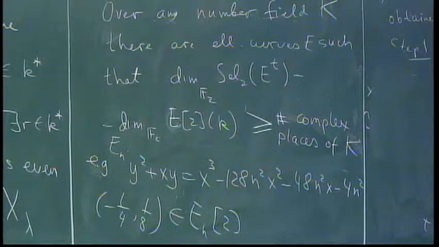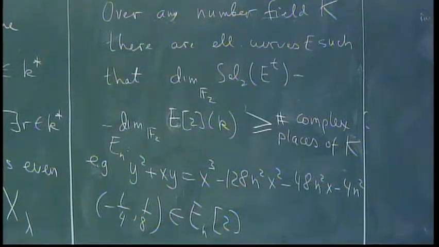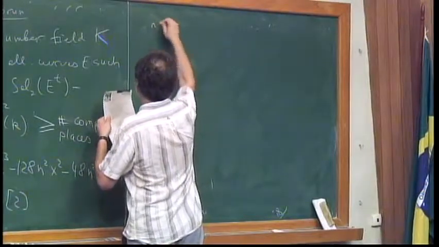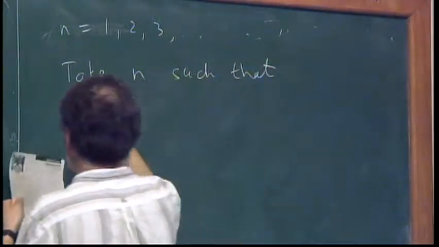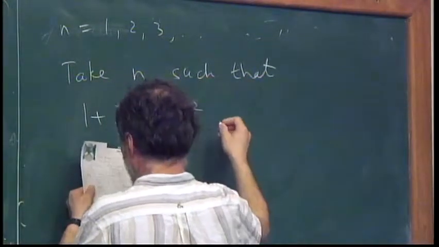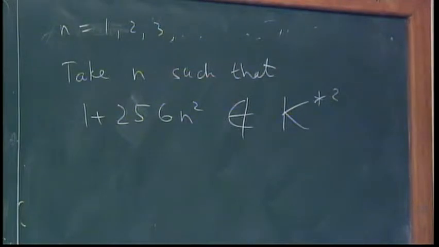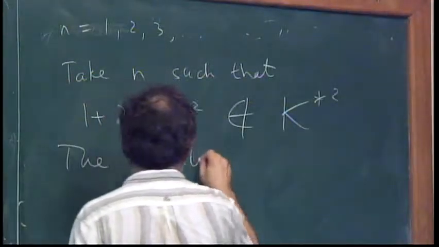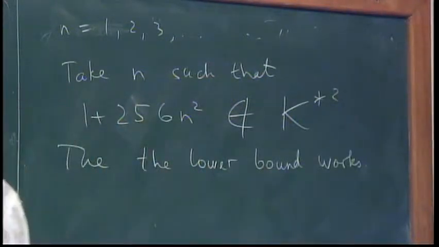You can choose the appropriate n, so that over K, this curve would create an instance of this phenomenon. Namely, the condition is that n is going to be a natural number, and take n such that this is not a square. Okay, you can do this, and then for these curves, this lower bound works. Of course, that's not the general case.